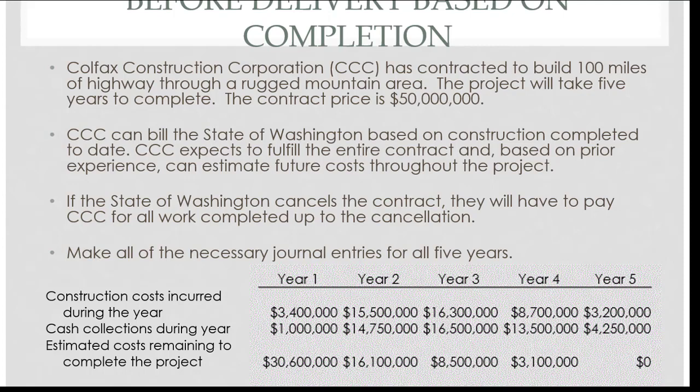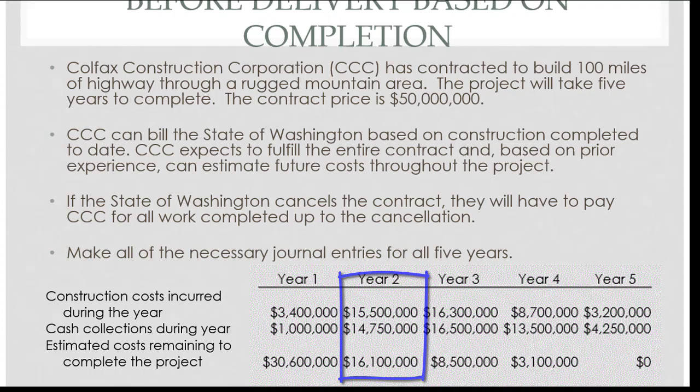So let's take a look. Here are our year 2 numbers. Construction costs during the year, we spent a lot more in this second year, $15.5 million. We collected a lot from the state of Washington, $14.75 million. And then at the end of the year, we still think we'll spend about $16.1 million finishing up this project.